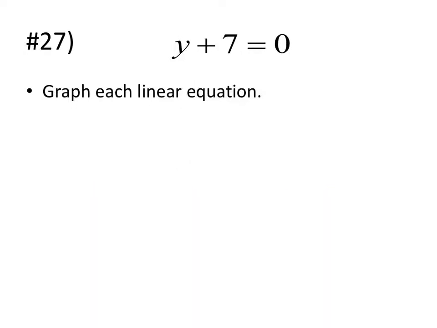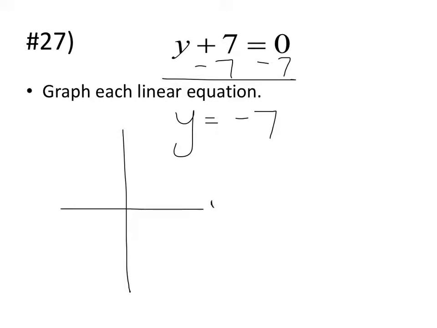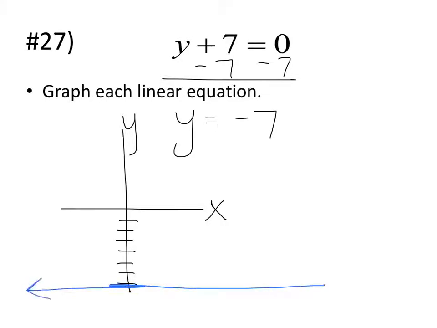Y plus 7 equals 0. So you'll subtract 7 from both sides. You'll get y equals -7. So how you would graph that is you would go to where y equals -7. So y equals -7 right here, right? And then you'll just extend the tick mark. So that is the graph, y equals -7.